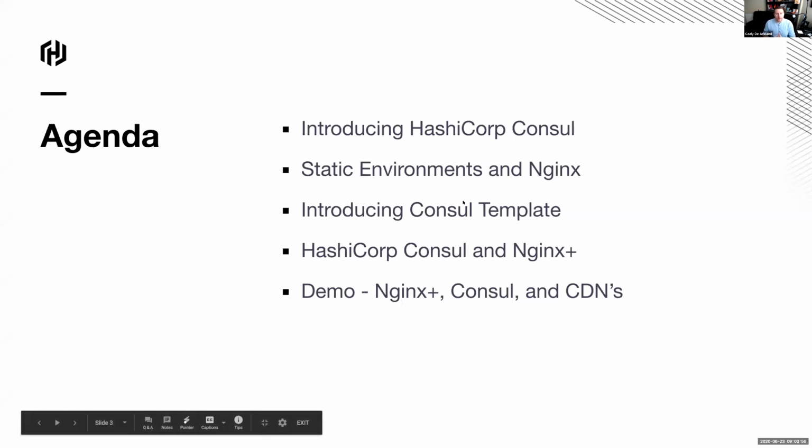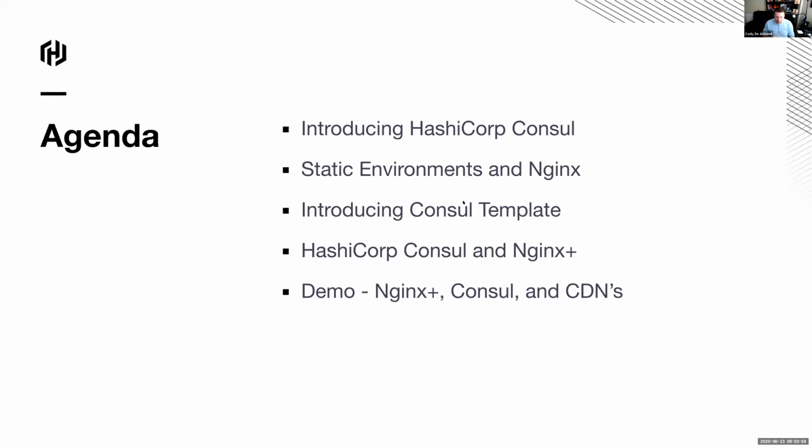We're going to talk a little bit about introducing HashiCorp Consul, what it is, and what its use cases are. We're going to talk about our static environments and Nginx. This was a demo that James had done a little while back, and we'll talk about how he took a static environment and made it dynamic just with Nginx open source. A lot of that revolved around Consul template. But then we're going to take that up a level and talk about Consul and Nginx Plus. And finally, we'll wrap up taking a look at James's actual demo.